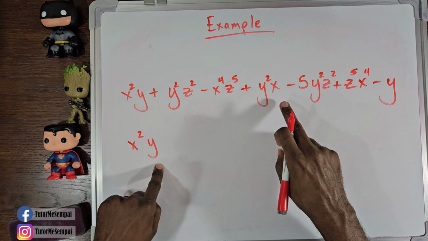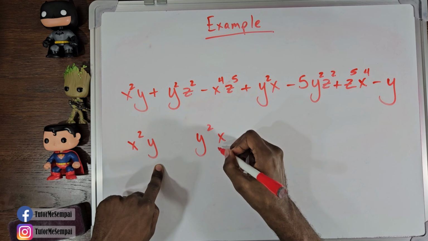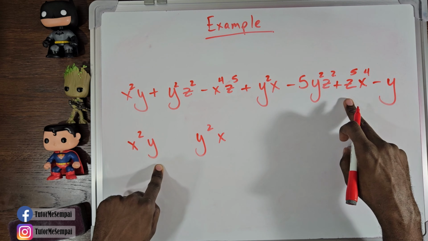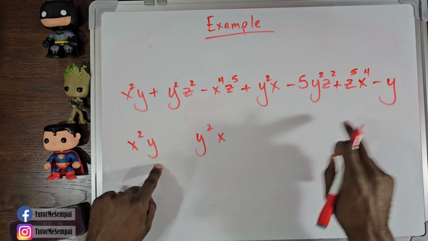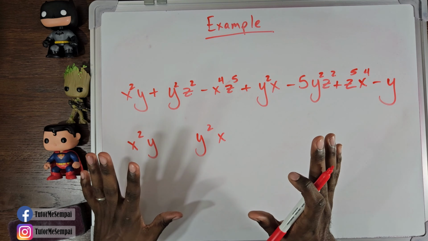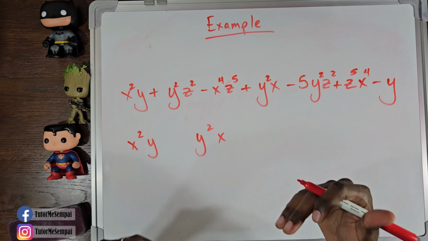There's a y, and there's an x. So we're going to write that. Y squared x. There's a y, but no x. There's an x, but no y. And there's a y, but no x. So this is the only potential pair. Not saying it's a pair just yet, but it's a potential pair based just on the variables present.